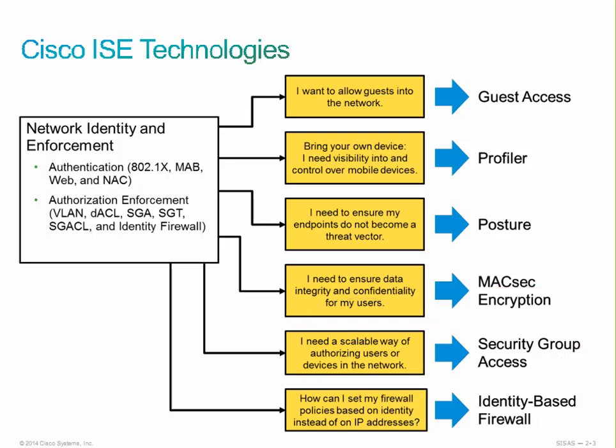And then finally, identity-based firewall, right? How can I set my firewall policies based on the identity instead of the IP address? Meaning that we're going to create firewall policies based on authentication, based on authorization, and so on.